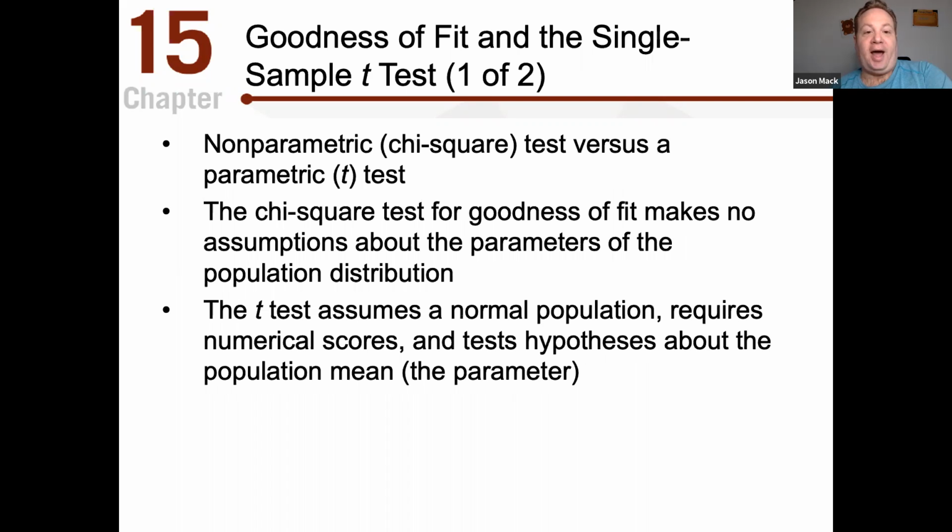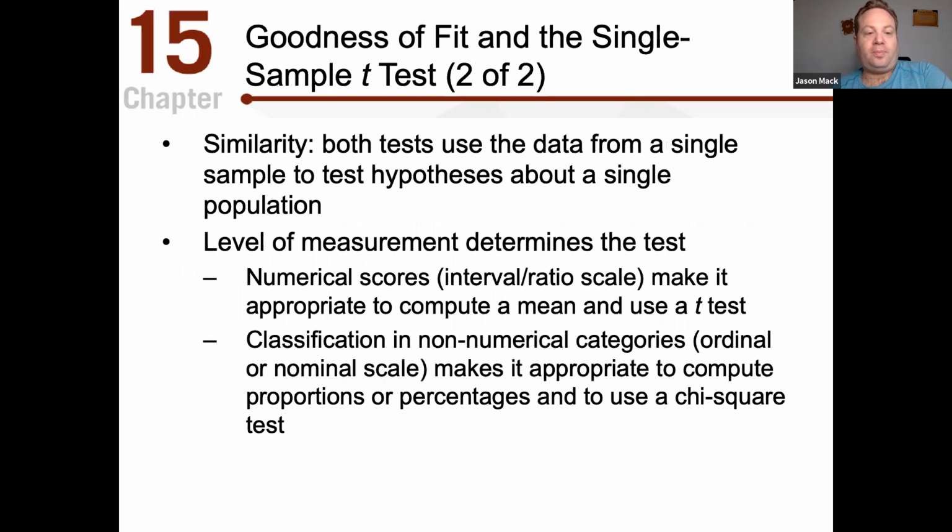Goodness of fit and the single sample t-test. Non-parametric chi-squared test versus a parametric t-test. The chi-squared test for goodness of fit makes no assumptions about the parameters of the population distribution. The t-test assumes a normal population, requires numerical scores, and tests hypotheses about the population mean, or the parameter. Similarity: both the goodness of fit and single sample t-test use the data from a single sample to test hypotheses about a single population.